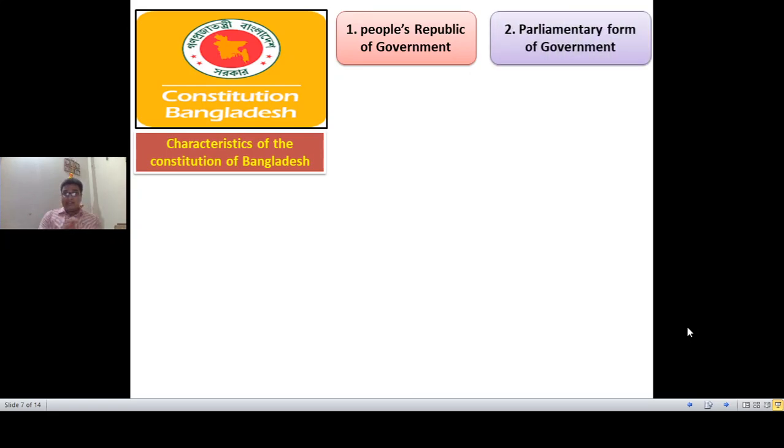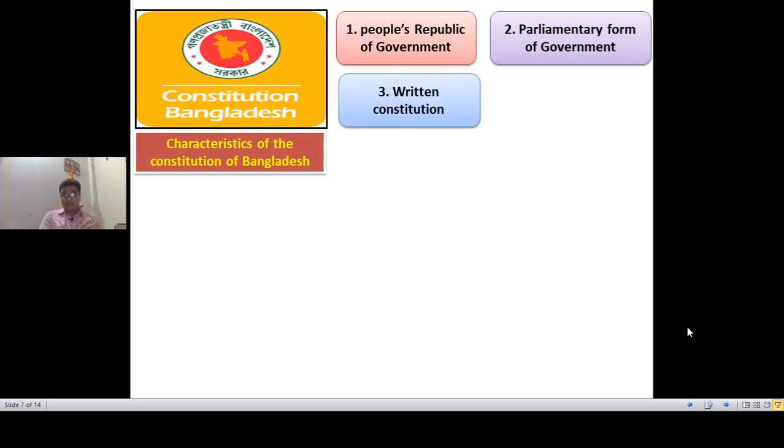Next characteristic is parliamentary form of government. So dear students, I have already discussed the parliamentary form of government in my first class. Basically, parliamentary form of government is such a government where the prime minister is the head of the government, and the president is the nominal head of the state. Okay, and this characteristic is ensured in our constitution. So this is one of the characteristics of our constitution.